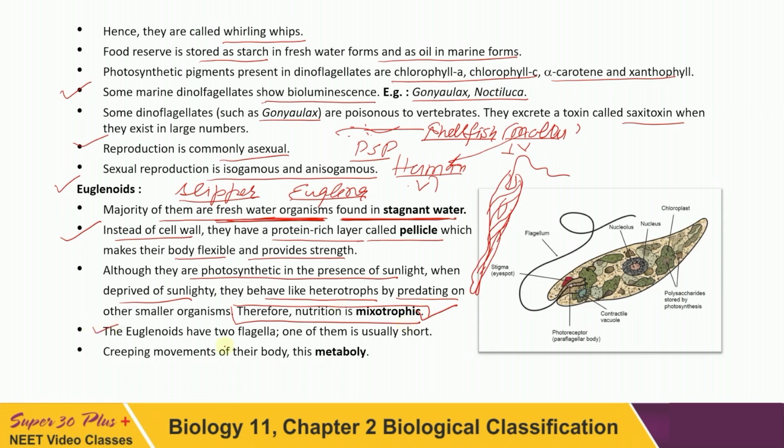The euglenoids have two flagella, but only one flagellum is visible to us. The second flagellum remains hidden inside. One is short, which is inside, and the long one is outside. Creeping movement of the body is known as metaboly. Therefore, Euglena moves either by flagella or with the help of this metaboly, that is, with the help of this flexible pellicle they can move.